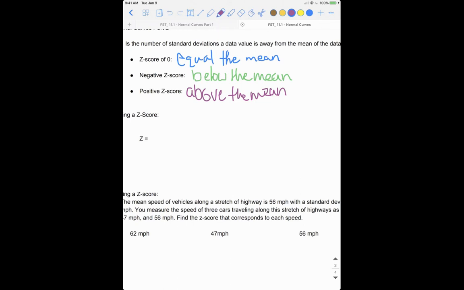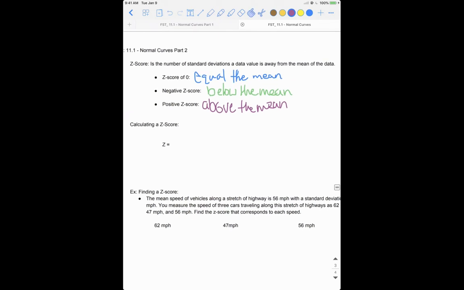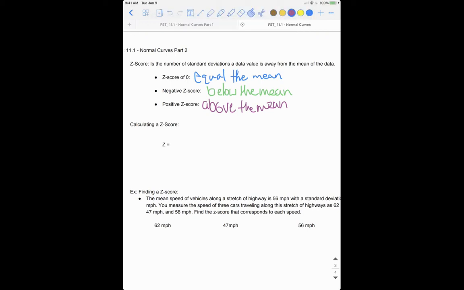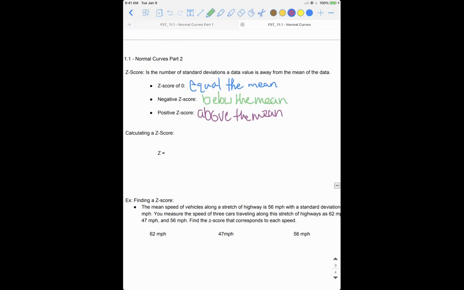So you can calculate a z-score pretty straightforwardly. I'm going to write it out, it looks kind of confusing, and then we'll break it down. Our z-score is x bar, which is our data point, minus mu, which they talked about in the first video, is our mean, divided by our standard deviation. You don't have to recall those different symbols, you just need to know how to do it.